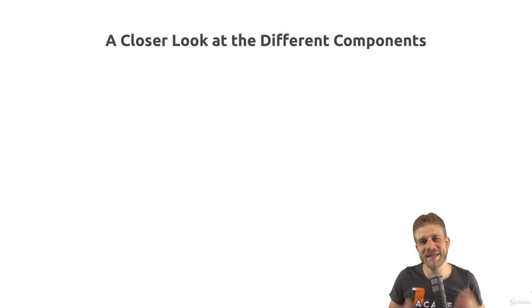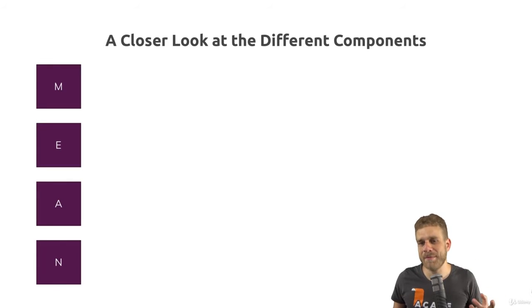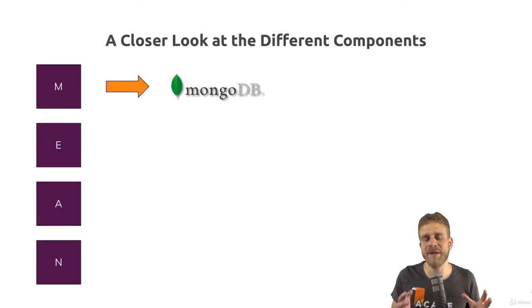So what does MEAN stand for? What are the different components we'll learn about in this course? MEAN comprises a set of 4 technologies, and this is what it stands for. The M stands for MongoDB, and it's the database we'll use in this course.